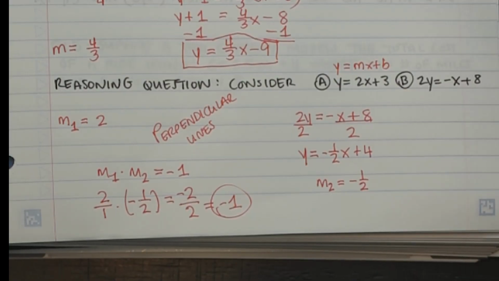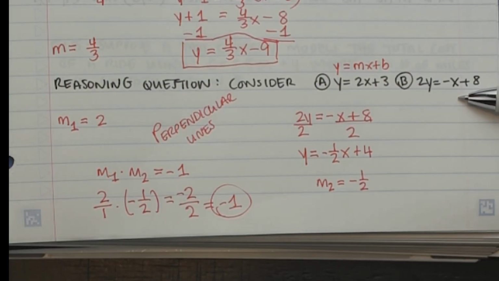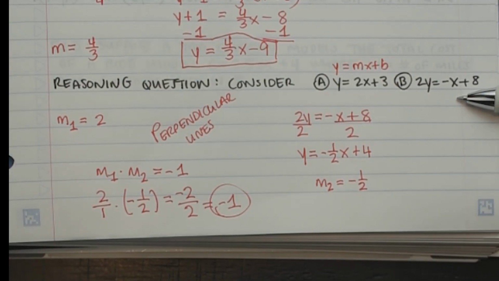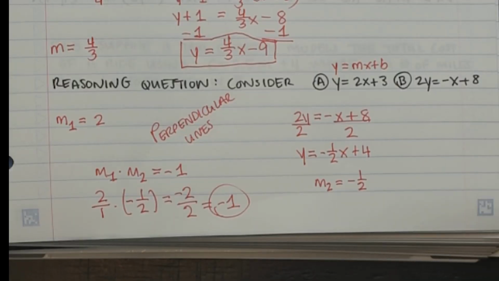Notice the rigor here. Sometimes the slope is not immediately visible. You may have to rewrite the equation before comparing the lines.